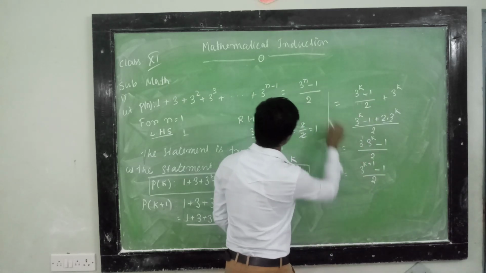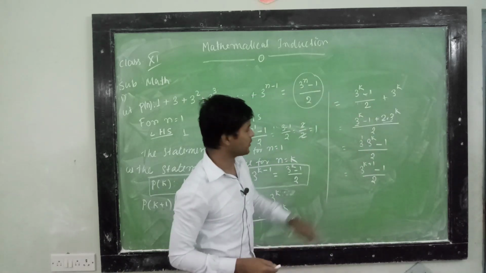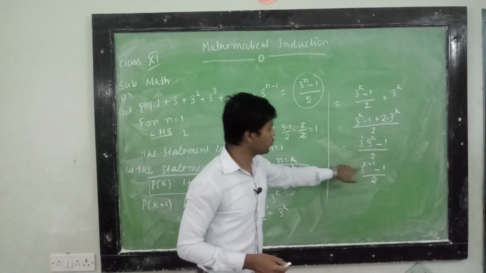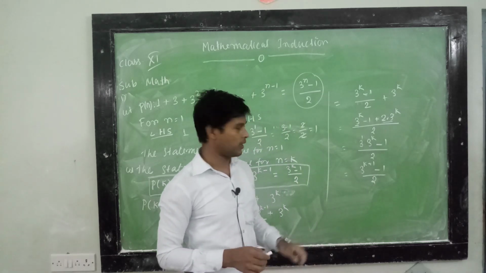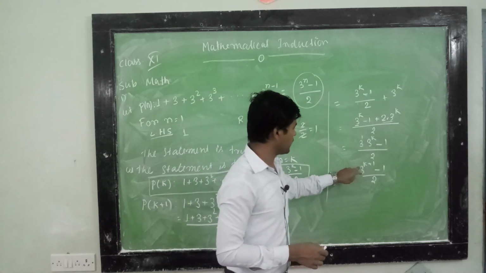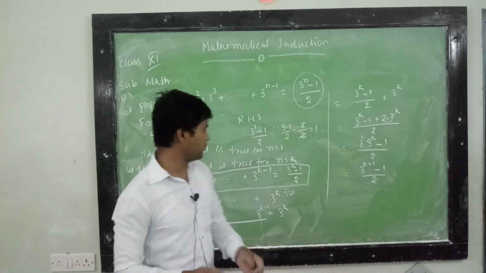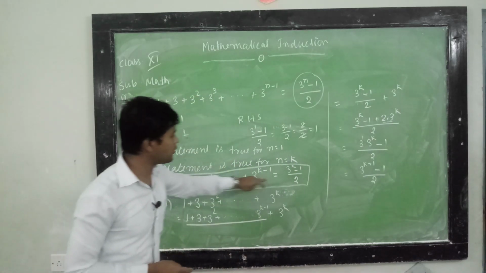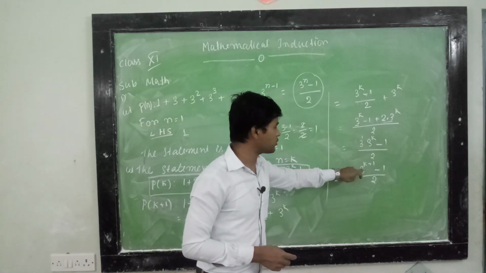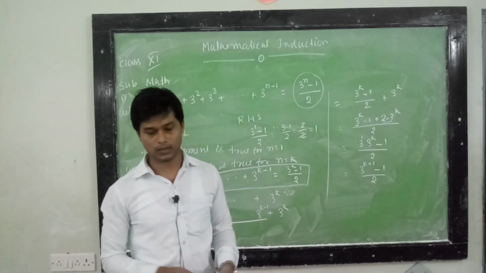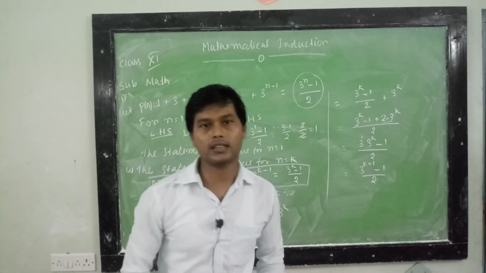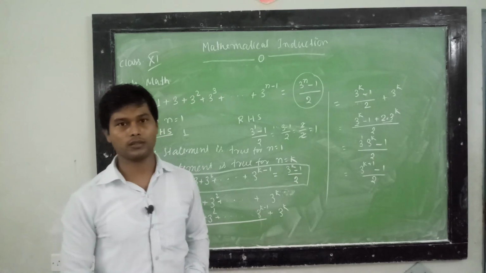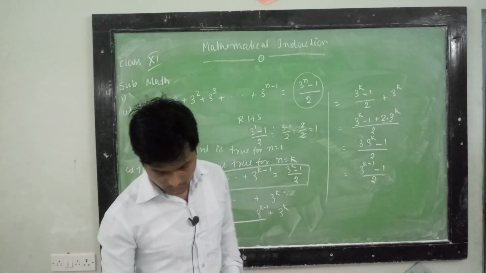Now look, this expression and this expression are identical for n equal to k plus 1. So can you say that the statement is true for k plus 1 also? That means the statement is true for n equal to k plus 1 also. That means the statement is true for n equal to 1, and if the statement is true for n equal to k, we have proven that the statement is true for n equal to k plus 1 also. That means by the principle of mathematical induction we can say that the statement is true for all values of n, and hence proved.